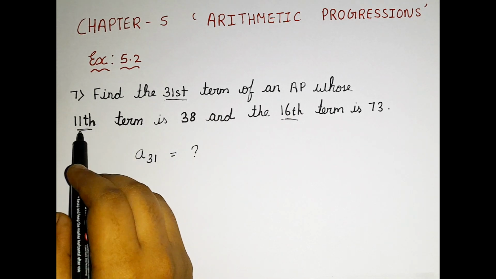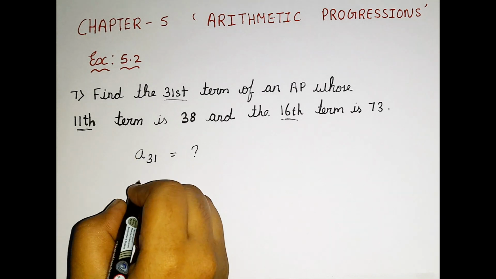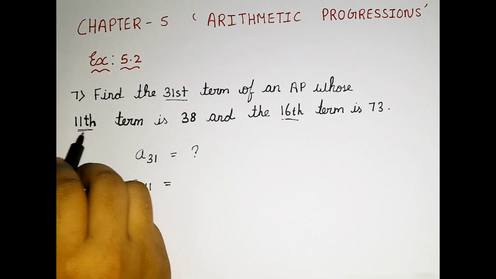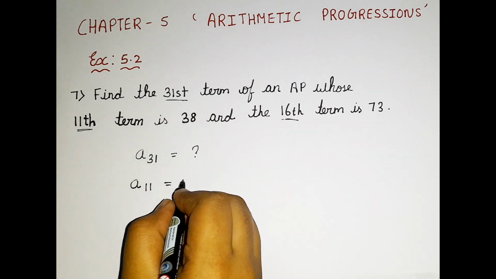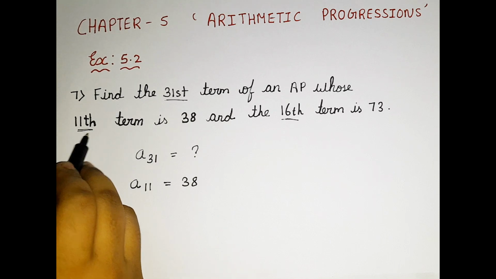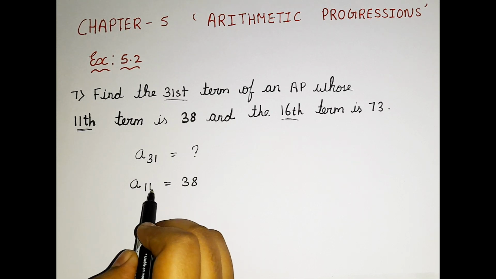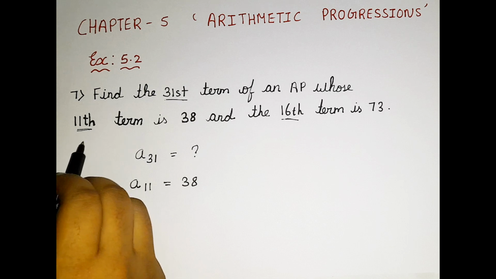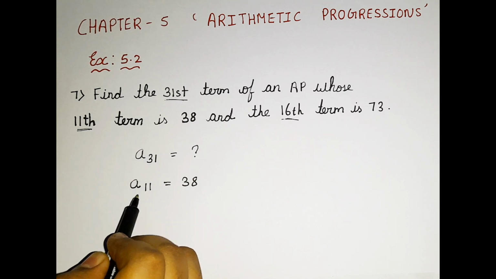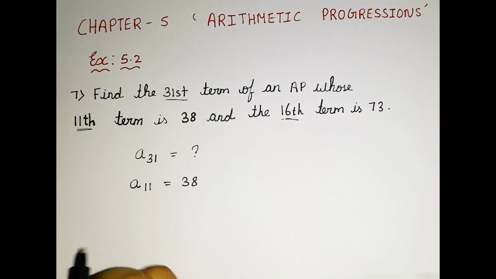Here the 11th term also has th, right. So we can write A11 is equal to 38, the 11th term is 38. Instead of writing 11th we can actually write it like this. In English we used to write it like this, isn't it? But in maths we are supposed to write it like this only. Why? Because this is the rule.